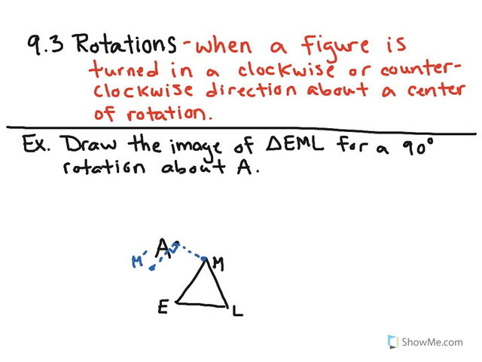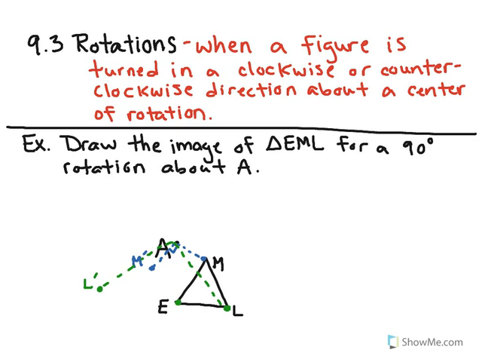So let's do the same thing with point L, right here. I'm going to create a straight line with A, just like this, and then I'm going to make a right angle the best that I can. And it's okay if it's not perfect, and I'm going to try to make it the same distance, and I think that's pretty good. So this is going to be L prime.